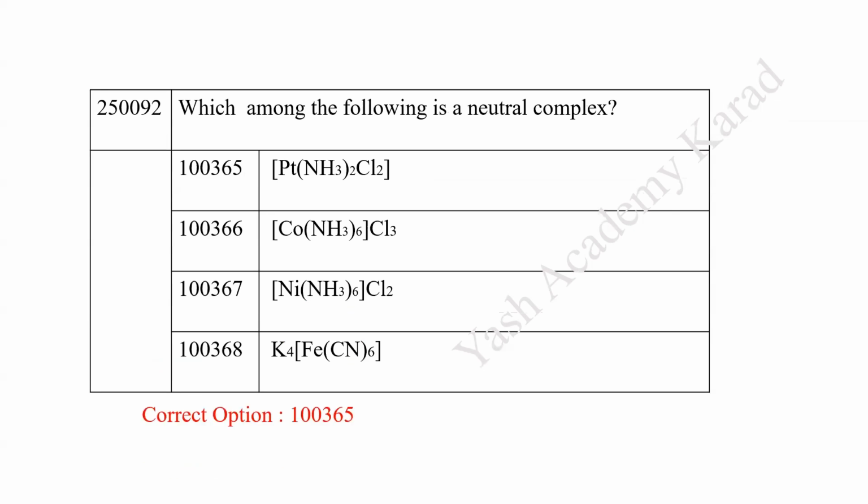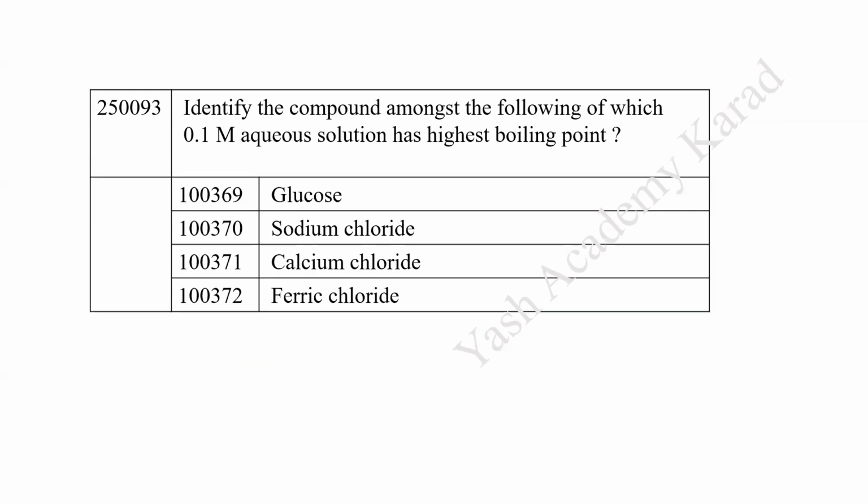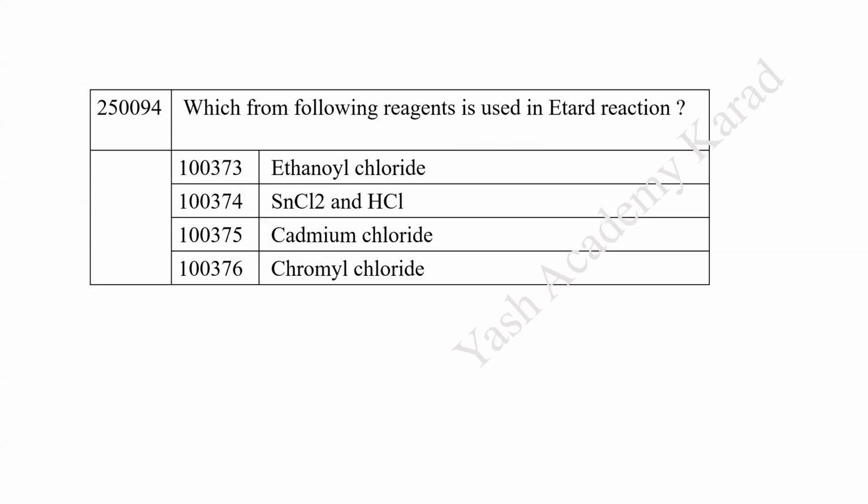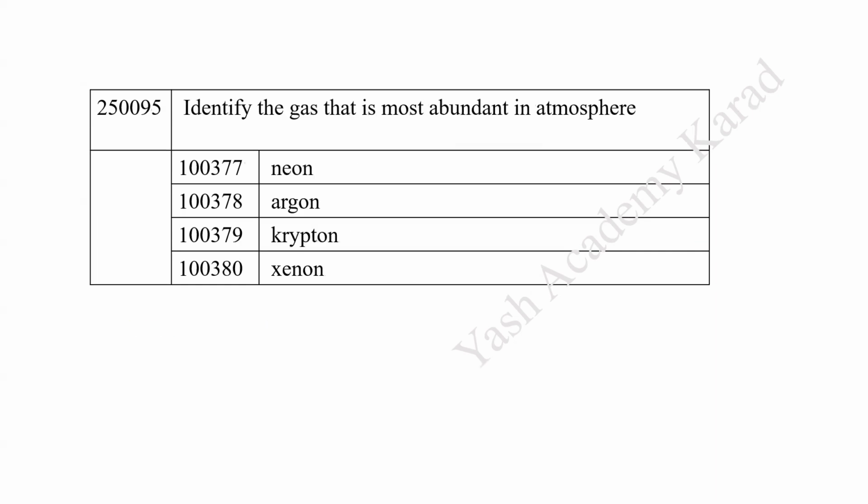The correct answer is Pt(NH3)2Cl2. Identify the compound among the following of which 0.1 molar aqueous solution has highest boiling point? Ferric chloride. Which from following reagent is used in Etard reaction? Answer is chromyl chloride.